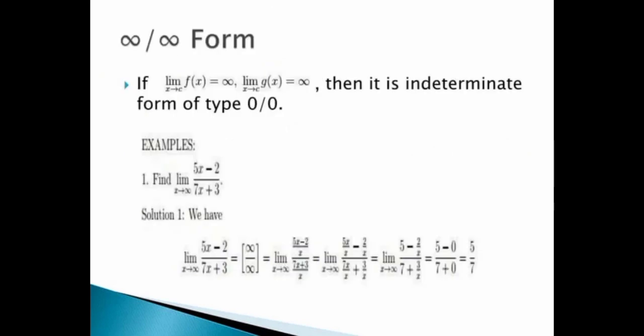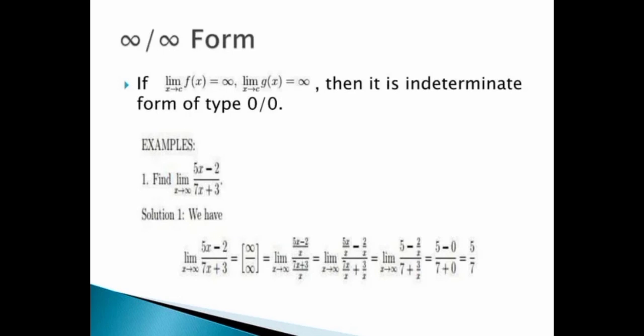Next, the infinity over infinity form. If the limit of f of x is equal to infinity, then the limit of g of x is equal to infinity, and it is an indeterminate form of the type infinity over infinity. So, for example, find the limit of 5x minus 2 all over 7x plus 3. We have the limit of 5x minus 2 all over 7x plus 3, which is indeterminate.